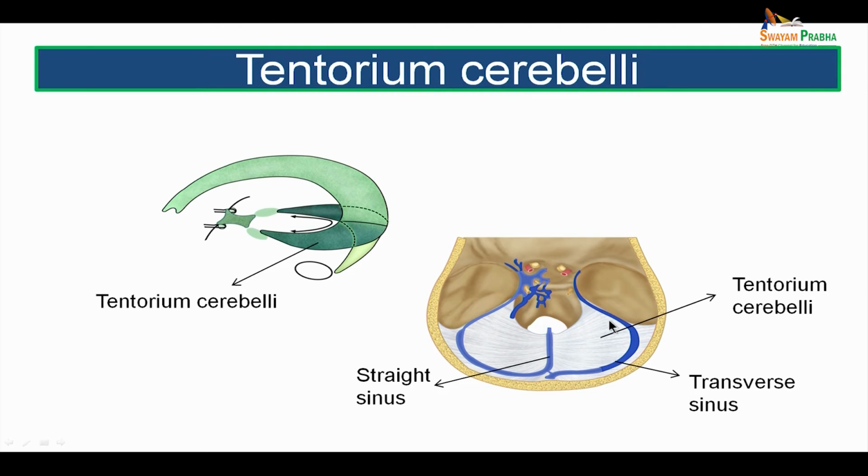That is the outer attached border, while the inner free border is a U-shaped notch-like structure which is called the tentorial notch. This structure seen here is the tent-shaped tentorium cerebelli, showing an attached outer border and a free U-shaped inner border called the tentorial notch.